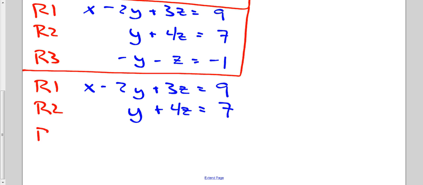So row 3, and why do I want to add row 2 and row 3? Get rid of my y's, right? So y plus -y gets me 0 y's. And then 4z plus -z gets me plus 3z. And then 9 plus -1 gets me 8. So now I got 3z equals 8.